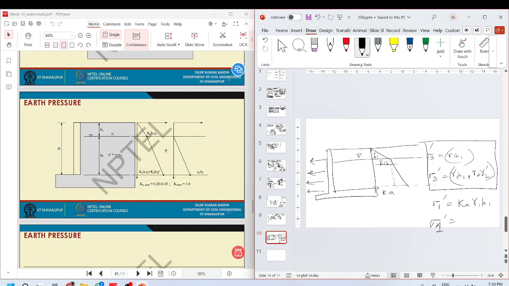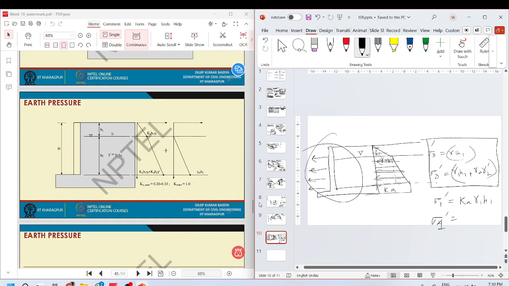And then basically what we do is we calculate the area of this diagram to calculate the total load that the retaining wall is carrying. So Ka gamma T H1 plus Ka H2 gamma submerged, and this is the load due to the water.